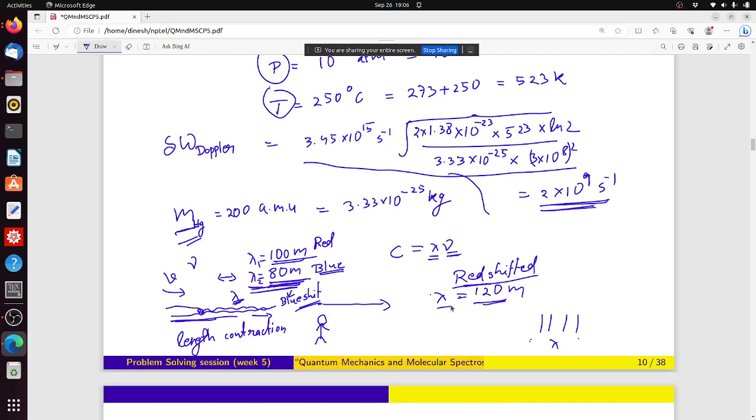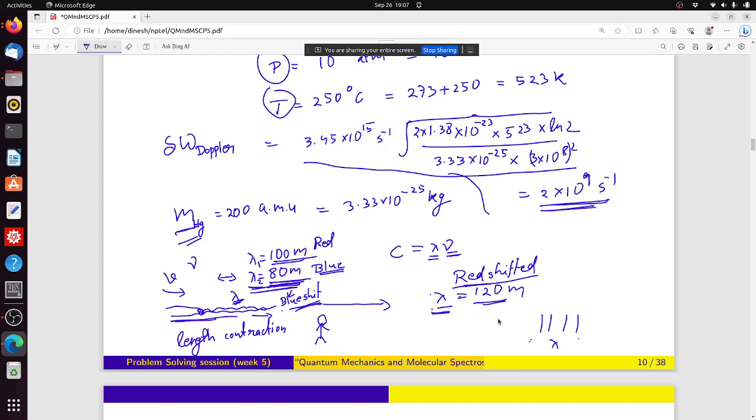So due to this Doppler effect, in this special relativity case, the light wavelength will seem to increase if it is going away from you, and its wavelength will seem to decrease if it is approaching towards you. If it is approaching towards you, its wavelength will decrease, so we call this blue shift. And if it is receding from you, its wavelength will increase, so we call this red shift.